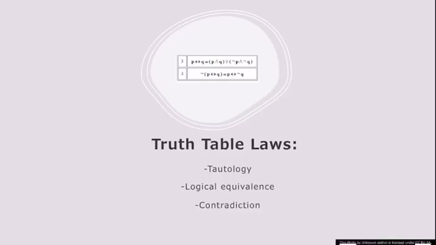Truth table laws. Some phenomena are so widely occurring that certain labels calling them have been coined. Tautology, where all the outcomes in a column are true. Contradiction, where all the outcomes invert.